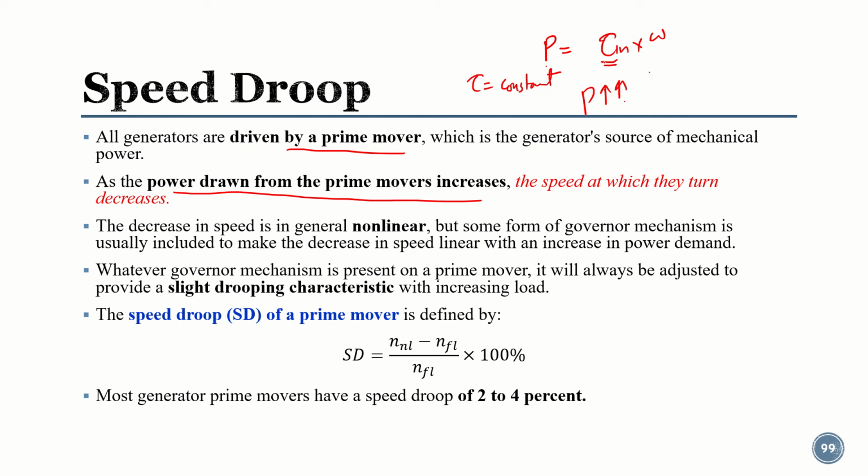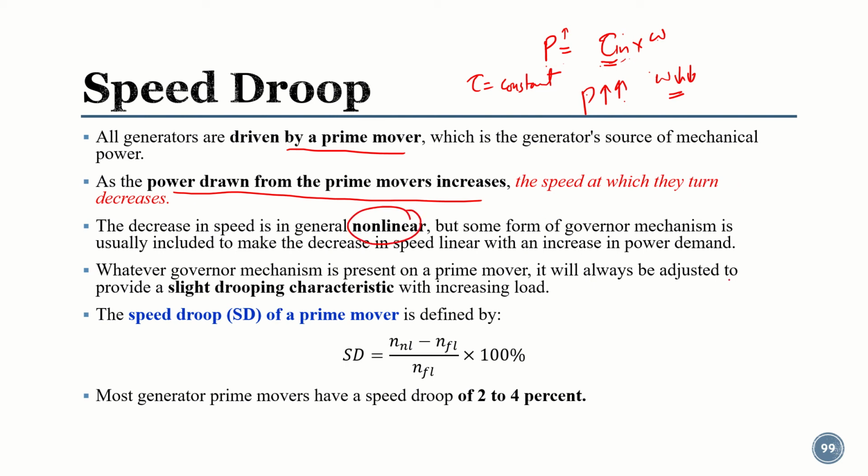to ensure that in this equation torque is constant, if you are increasing the power, it means you should decrease the angular velocity. That is the very important relationship: when the power drawn increases, the velocity must decrease. Usually this relationship is non-linear, but we assume a linear relationship.